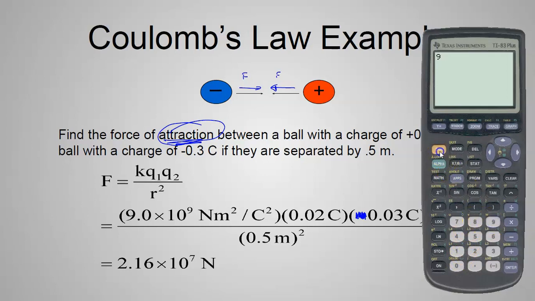I would do 9E9. That'll take care of that constant. I need to multiply by 0.02. I need to multiply by 0.03. Whoops, leaving the negative sign out again. And then divided by the distance, 0.5 squared.